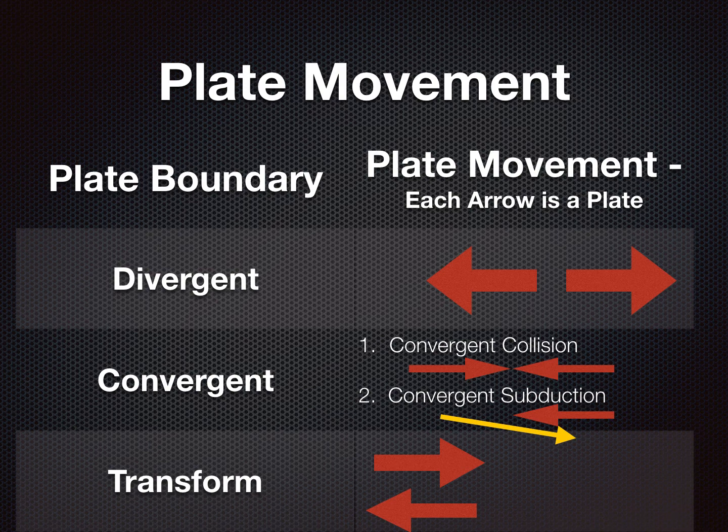That means those plates are moving away from each other. In convergent, there's convergent collision, which you see the two plates hitting head on. And then there's convergent subduction, where they hit head on and the one plate will sink below the other plate. And the last one is transform, which means they run side by side. So they're all unique and different in their own ways.